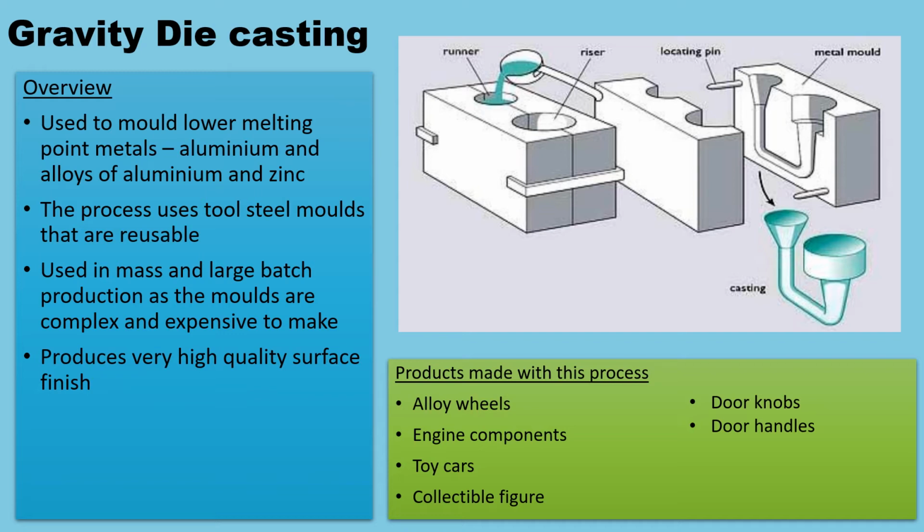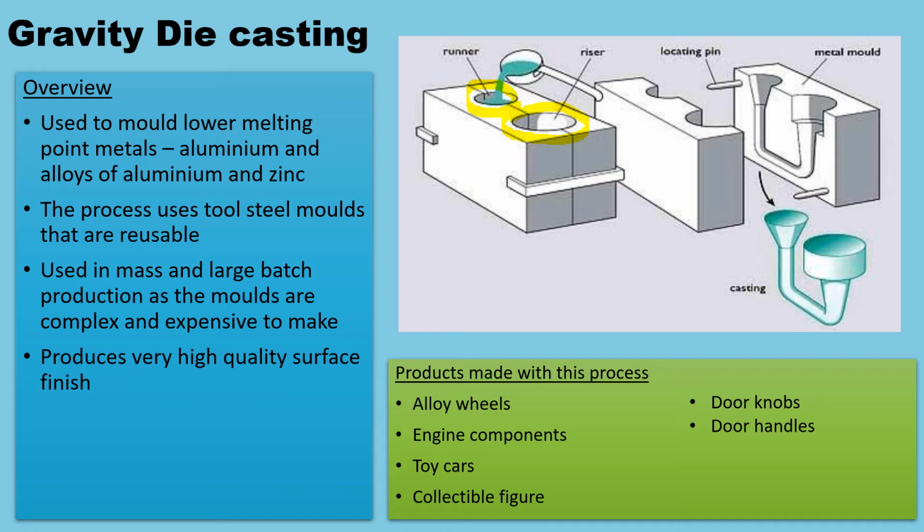So if we have a look at the image in the top right hand corner, you can see that there is a mold, okay, a die cast mold, and it has a runner and it has a riser. So this is extremely similar to the sand casting. The runner is where the molten metal is poured into, and the riser is where you can see it rising up as it is filled to capacity.